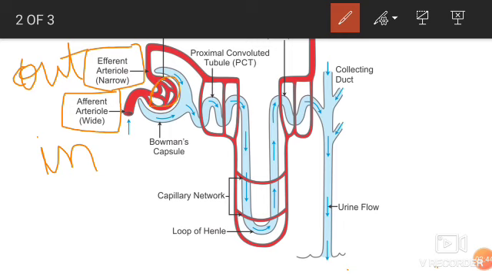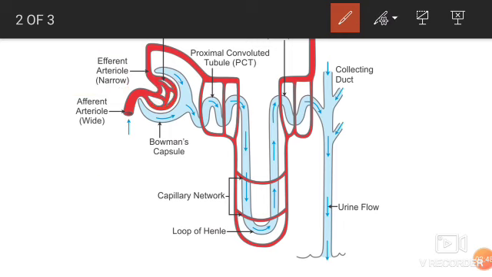This network what you see here is the glomerulus. Glomerulus is nothing but the blood vessels forming a network inside the Bowman's capsule, which is known as the glomerulus. This efferent arteriole then continues and winds around all the different tubules, the PCT, loop of Henle, DCT. It winds around them, and then it goes to the next nephron.